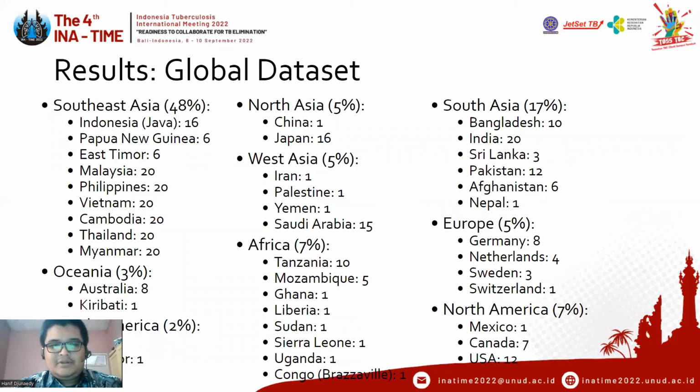So here is the global distribution of the data set that we downloaded. A majority of the data, about 48%, came from Southeast Asia. Next is from South Asia with 17%, and then various other data sets from other regions of the world: North Asia 5%, West Asia 5%, Africa 7%, Europe 5%, North America 7%, Oceania at 3%, and South America at 2%.